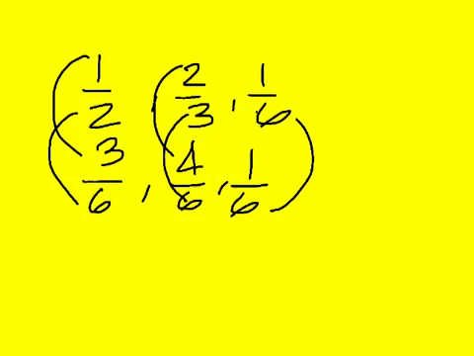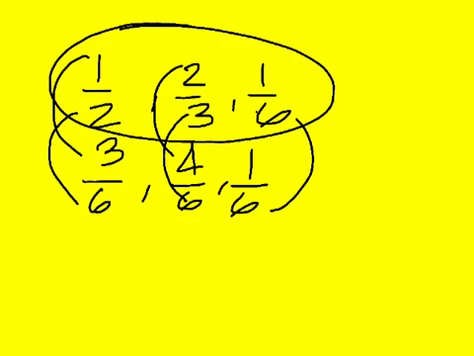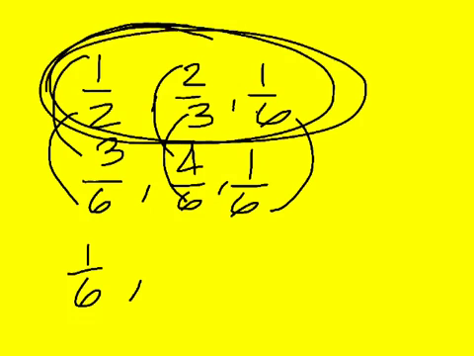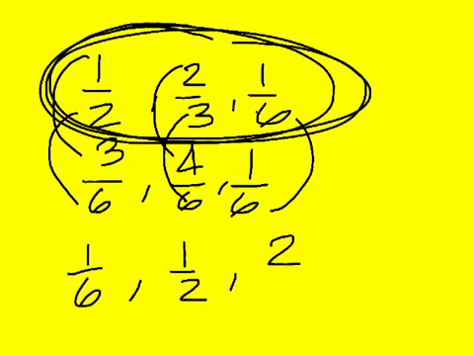Since they all have the same denominator, you can order them from least to greatest by looking at the numerators. So what is the lowest one? And always refer to the initial fraction up here. What's the lowest one? 1 over 6. So what's the next one? In terms of these up here, 1/2 would be next, and then what's last? 2/3, yes.